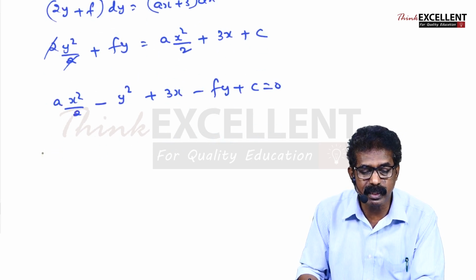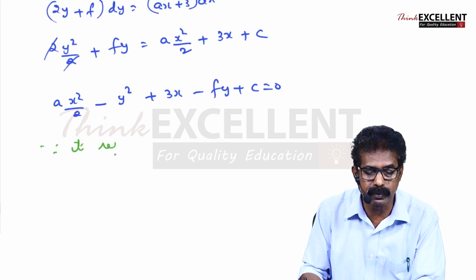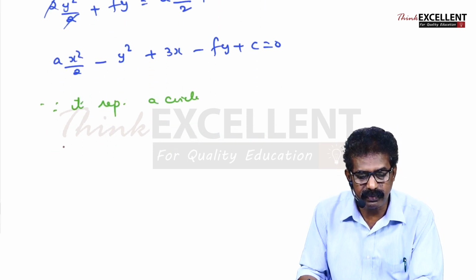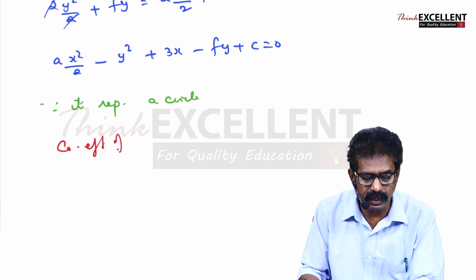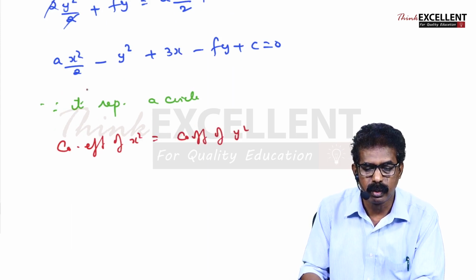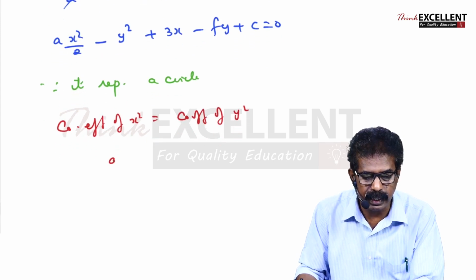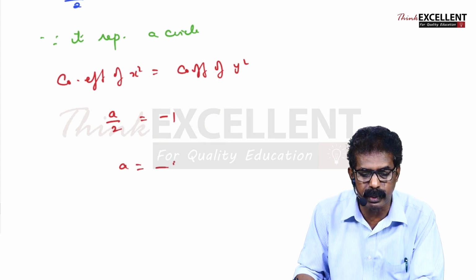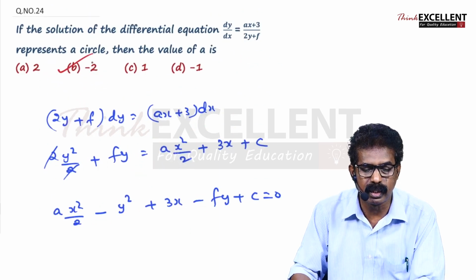Since this represents a circle, the xy term should not be there. Okay, it is not there. The coefficient of x square must be equal to the coefficient of y square. The coefficient of x square is a by 2, the coefficient of y square is minus 1. Cross multiply: a equal to minus 2. That is option number 2.